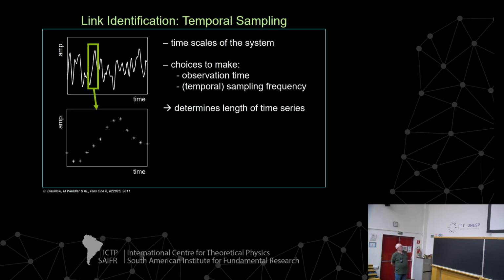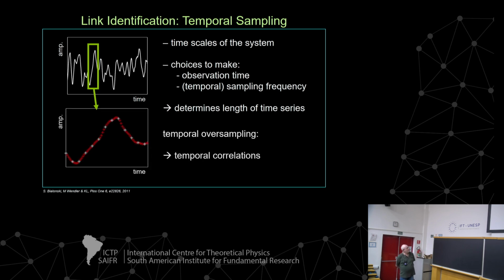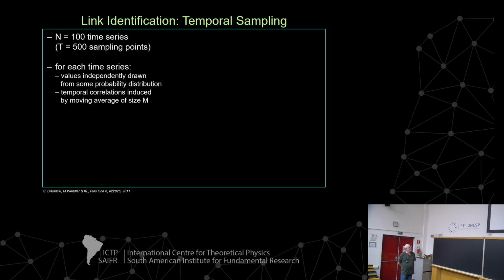Let's assume we sample like that. This is a tiny zoom of what is shown up there, and now we have some data points. This is the data that you have. You could also do something like that, just to make sure that you capture everything. You do temporal oversampling. You have enough disk space, why not? Let's do it. That induces temporal correlations.